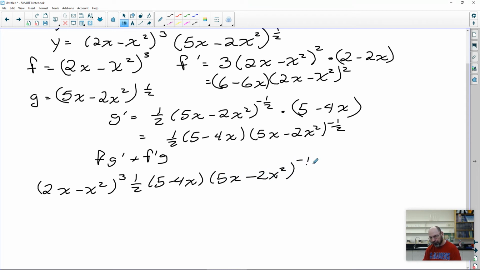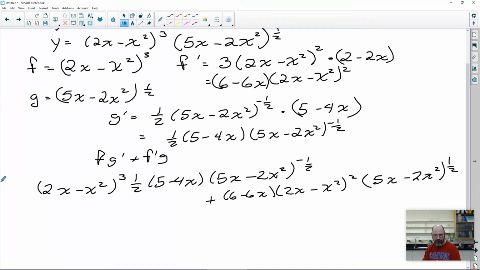to the power of negative 1/2 plus f prime was, sorry, pardon me, 6 minus 6x times 2x minus x squared, and that's all multiplied by g, which was 5x minus 2x squared to the half power. Okay, we're not going to bother taking out any, that's what y prime is.